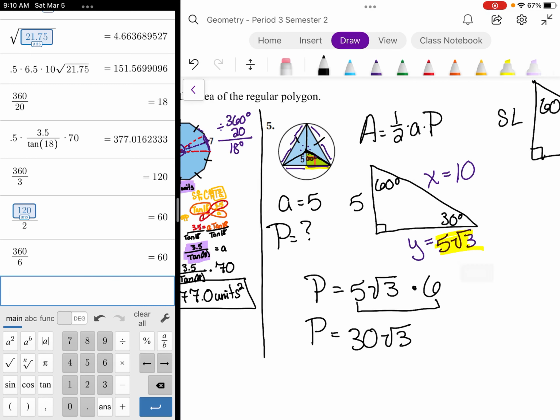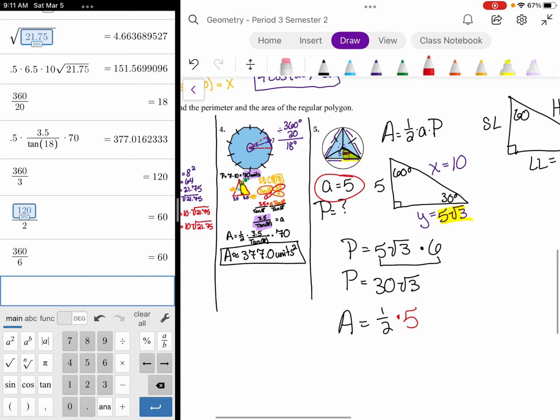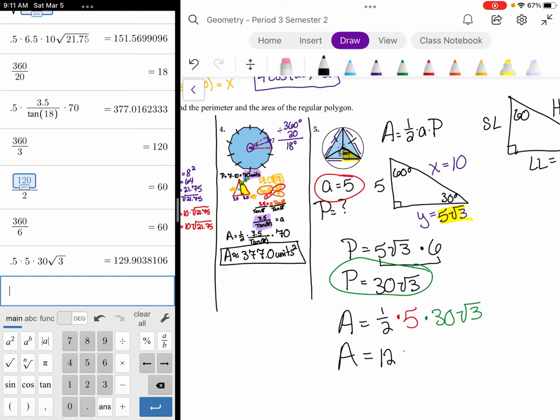Now we have all of the information we need to find the area. So our area is going to be 1/2 the length of our apothem, which they gave us is 5, times the length of our perimeter, which is 30 square roots of 3. And our area for this one, 0.5 times 5 times 30 square roots of 3. And notice we didn't round any of our answers until we got to our final value. And there we go.